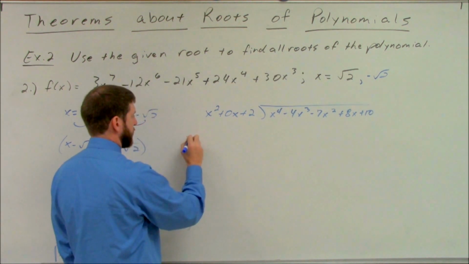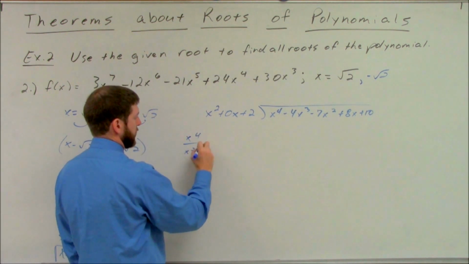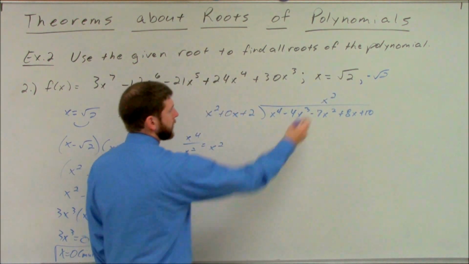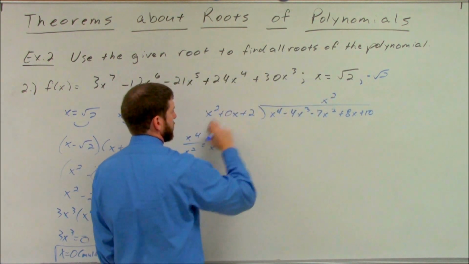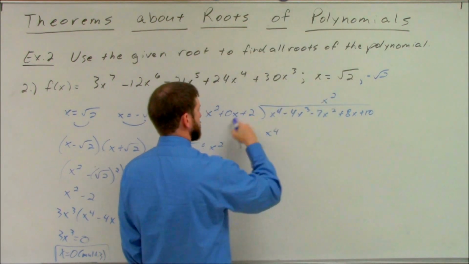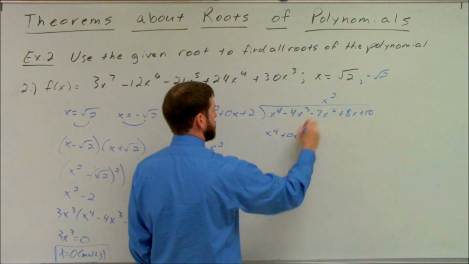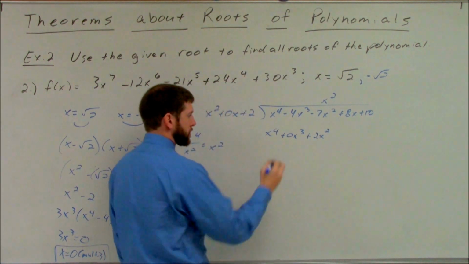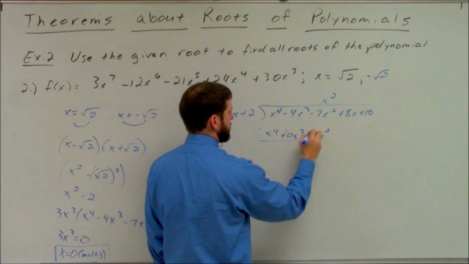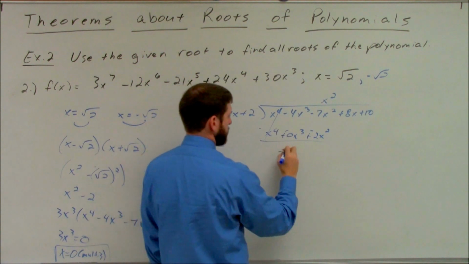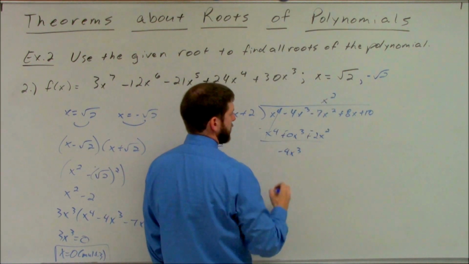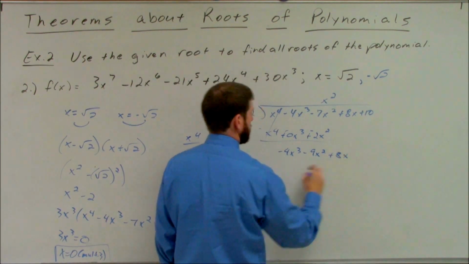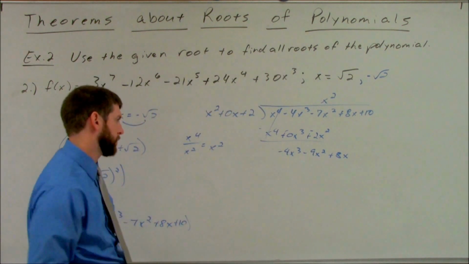So first divided by first, x to the 4th over x squared equals x squared. So there's that quadratic that we know should be remaining. Distribute that. X squared times x squared is x to the 4th. X squared and 0 is 0x cubed. X squared and 2 is 2x squared. Subtract. Draw your line, change your signs. X to the 4ths cancel. Negative 4x cubed. Negative 9x squared. Bring down terms and repeat.